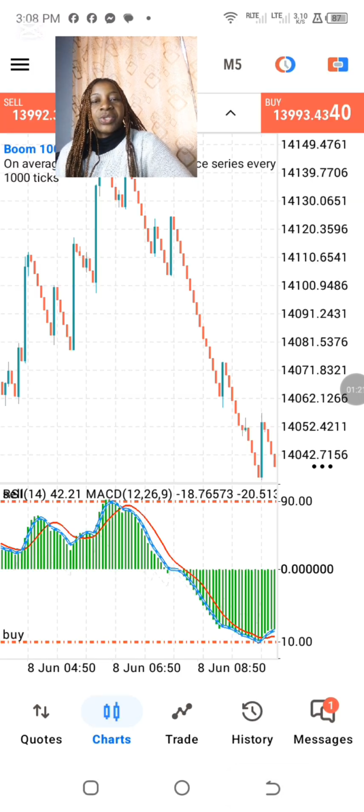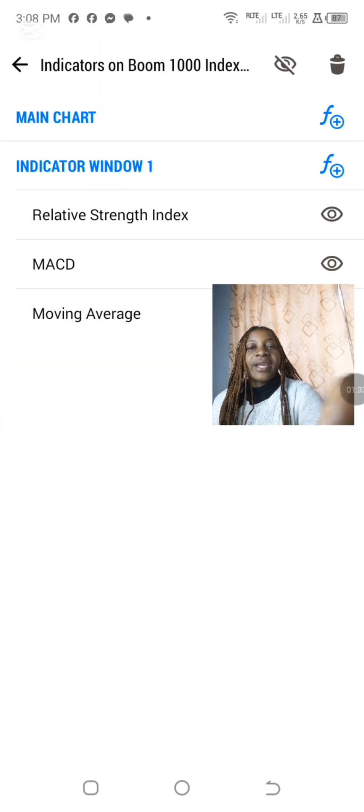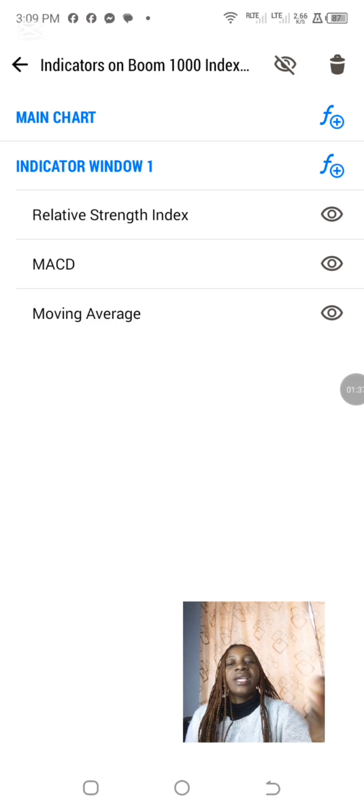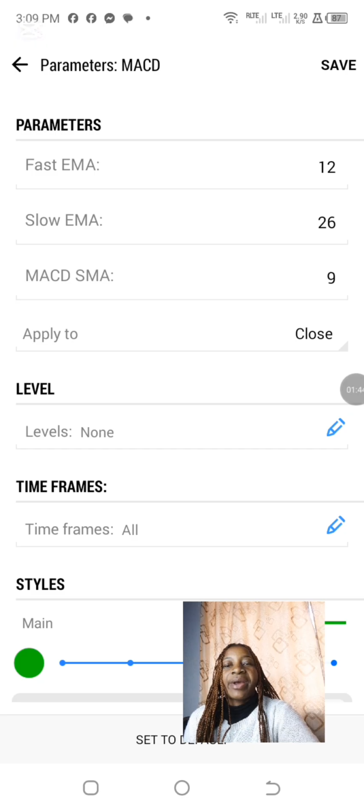When you go back to your chart, you must be having these two levels and these two red lines on the indicators window, which is the level 10 and 90 of the RSI. So we are going to add the second indicator. We are now adding it on indicators window 1. So you click the F function on indicators window 1. We need to add the MACD with the following parameters.